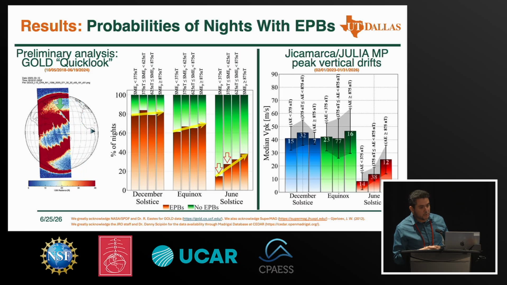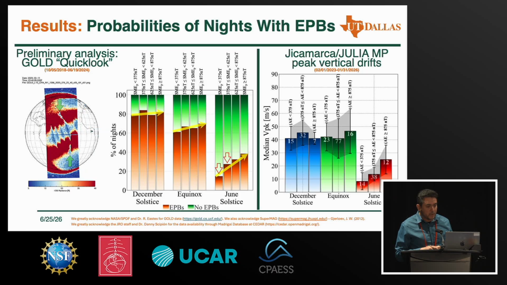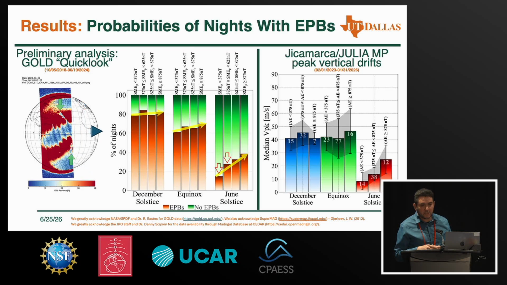We also looked into what I'm calling facilitating processes, more specifically the vertical drifts, because the vertical drifts are a sine qua non condition for the initiation of EPBs, and they are also impacted by penetration electric fields whenever we have geomagnetic activity in these early nighttime hours. So we used Jicamarca data, and you can see that the trends are kind of similar. During December solstice, we don't see big changes. In the equinox, we see a little bit of change, maybe a little bit of increase if we consider the median absolute deviation, described here by this gray area. But during the June solstice, we have the same trend again.